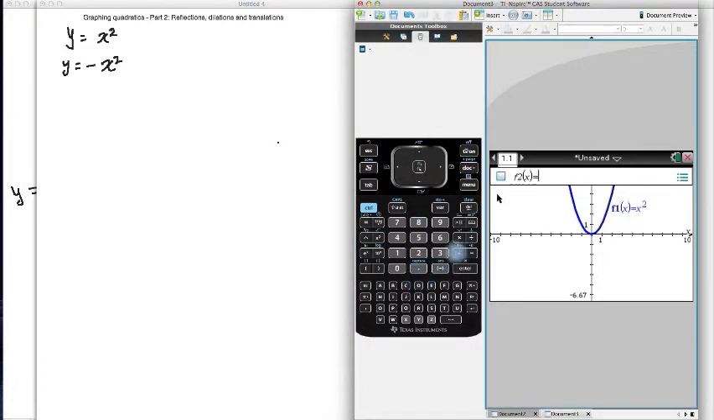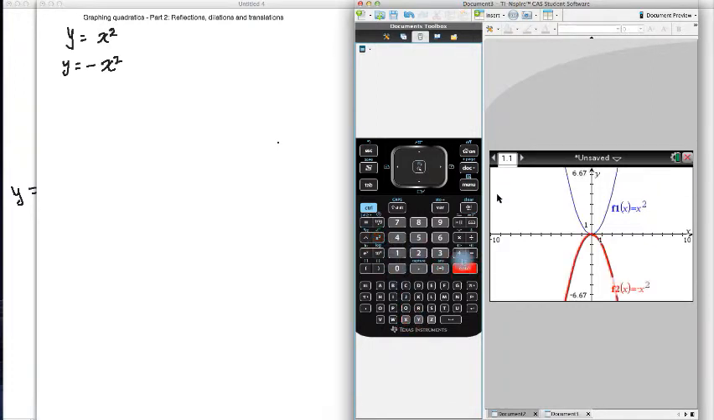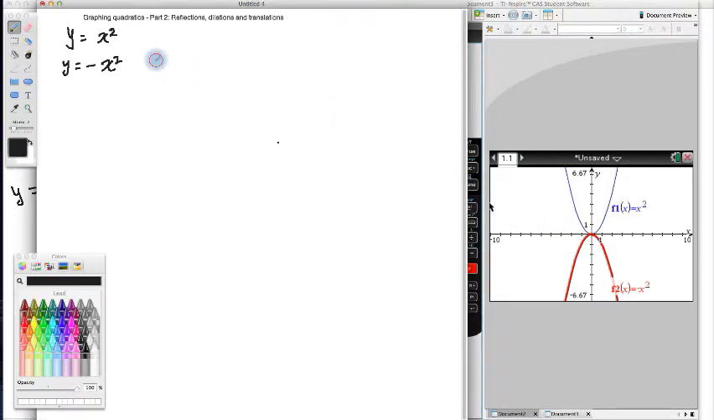So we'll do negative x squared. There we go. What's happened is that it's been reflected across the x-axis. So this is what we call a reflection about the x-axis.